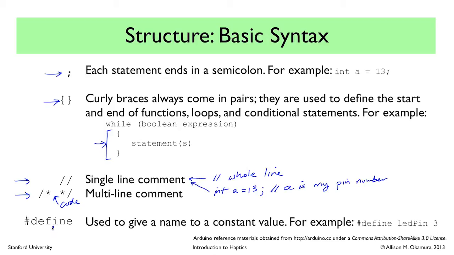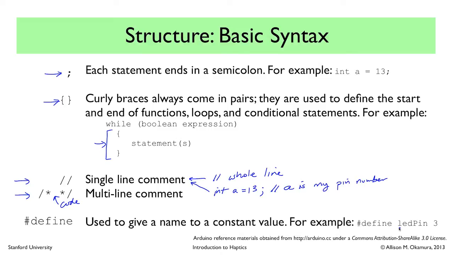Another structure that you might want to use is a pound define. These are typically used in the beginning of a program, not inside the function. They're usually at the very top of the sketch, and they're used to give a name to a constant value, something that is never going to change again in your program. So for example, here's the code pound define LED pin 3 that might go at the top of a sketch.